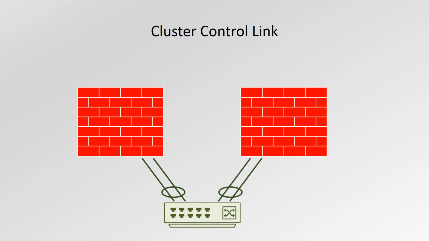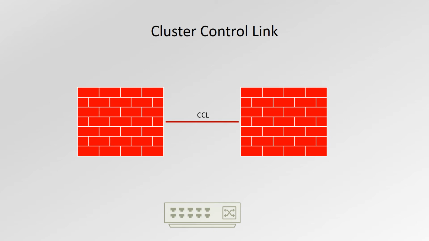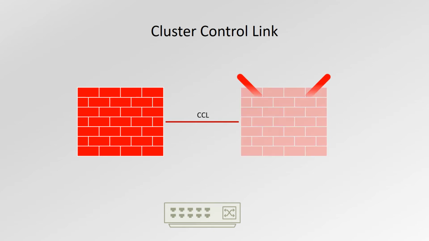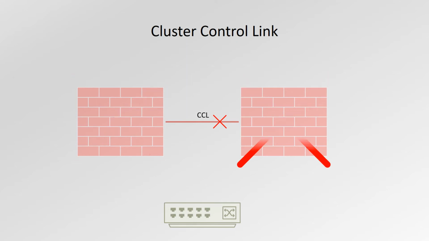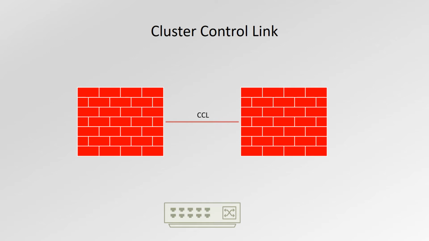Why do you ask? Well, the CCL is a critical part of the cluster. Imagine for a moment that the ASAs were directly connected. What if the CCL from one member were connected directly to another and one member ASA failed? The CCL would go down on both members. The second member would also be removed from the cluster and the entire cluster would fail. Connecting to a switch prevents this.